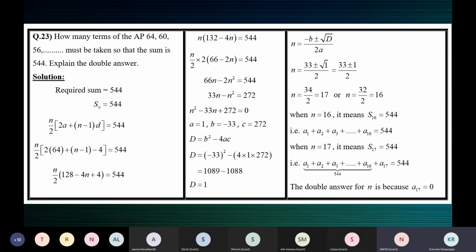N is 16. N is 17. Both acceptable values. So when n is 16, it means S16, the sum of the first 16 terms, A1 to A16, is 544. N is 17 means the sum of the first 17 terms is also 544. That means A1, A2, A3 till A17 is 544. But we know that for this AP, the sum of the first 16 terms.